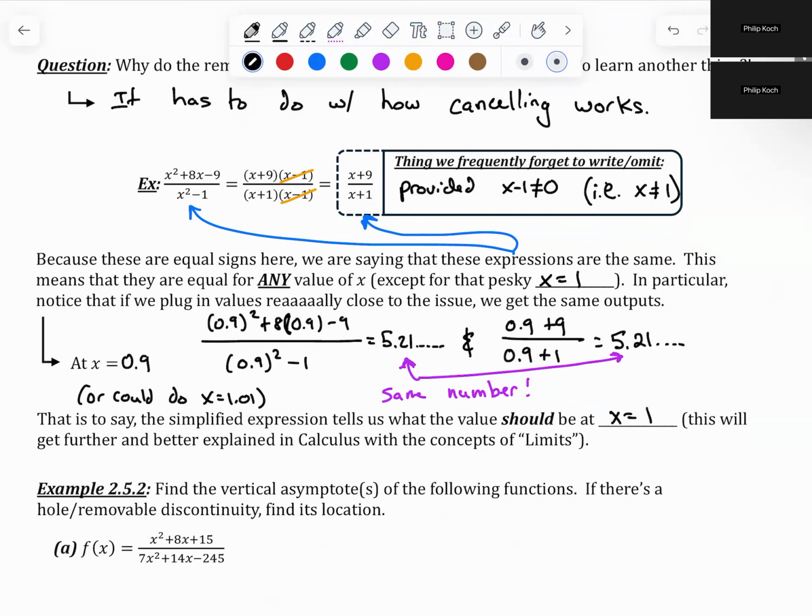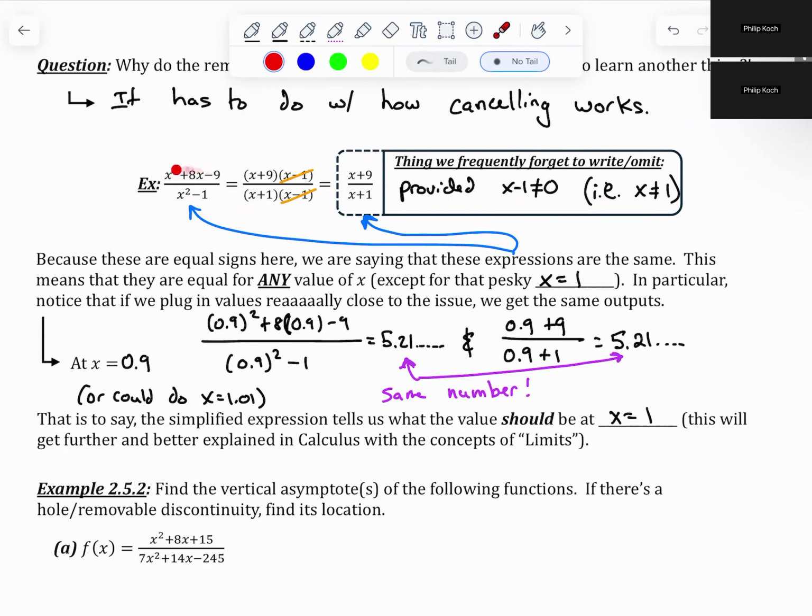So I hope we're all okay with the fact that we're saying that these things are equal so long as x isn't equal to 1. No matter what I plug into this thing and this thing, they'll be the same number because they're equal to each other. It's just at 1 that they have issues. Because if I plug in 1 into this, I will get 5. Whereas if I plug in 1 into this, I will get 0 over 0, which is indeterminate. It doesn't exist.